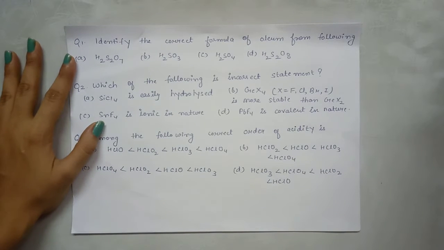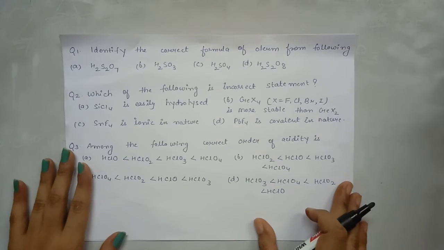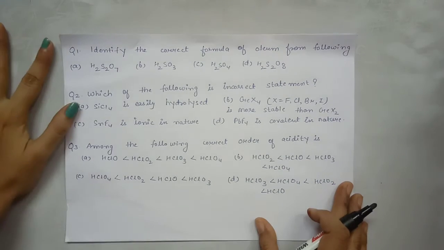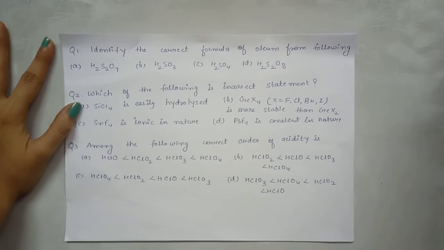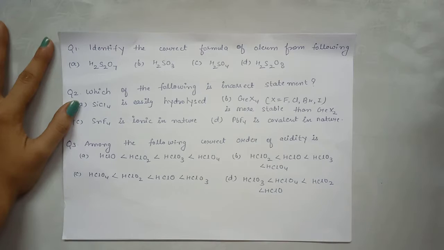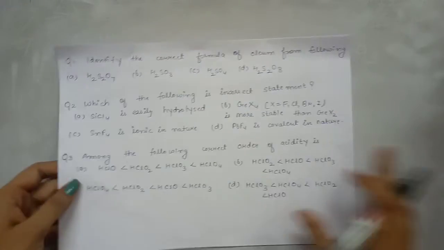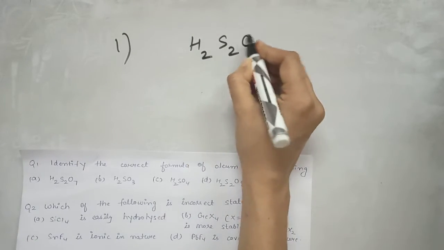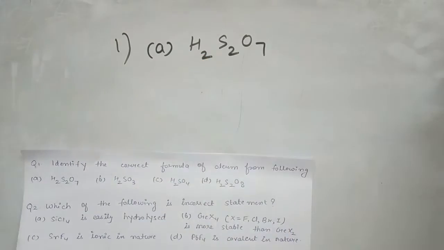First question is identify the correct formula of oleum from following. Option A is H2S2O7. Option B is H2SO3, which is sulfurous acid. Option C is sulfuric acid, which is H2SO4. And option D is H2S2O8. So basically the correct formula of oleum is H2S2O7. That means A is the correct option.